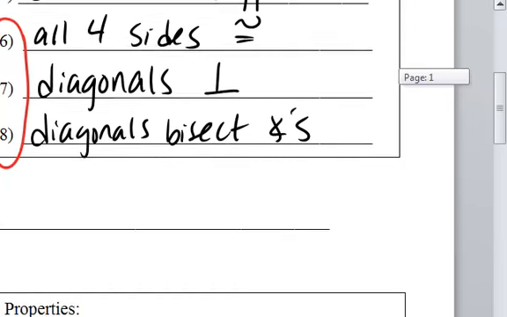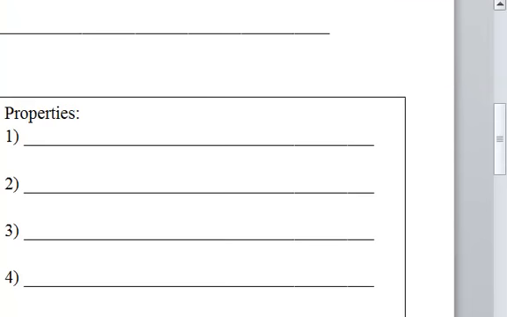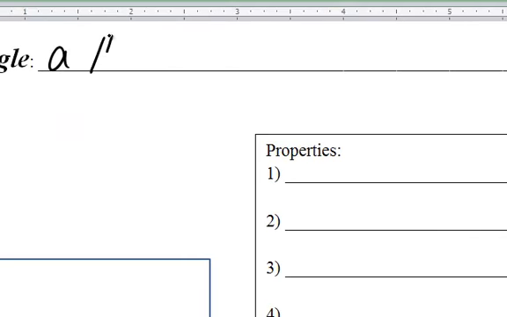So now we're going to move down to the rectangle, and the rectangle is a shape that most of us probably recognize, and what makes a rectangle special is that it is another parallelogram, and it has four right angles.